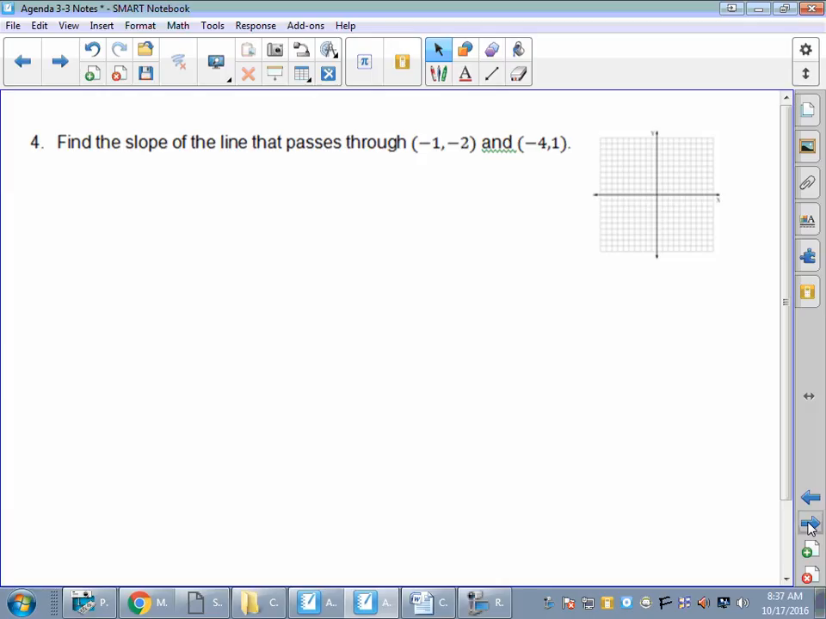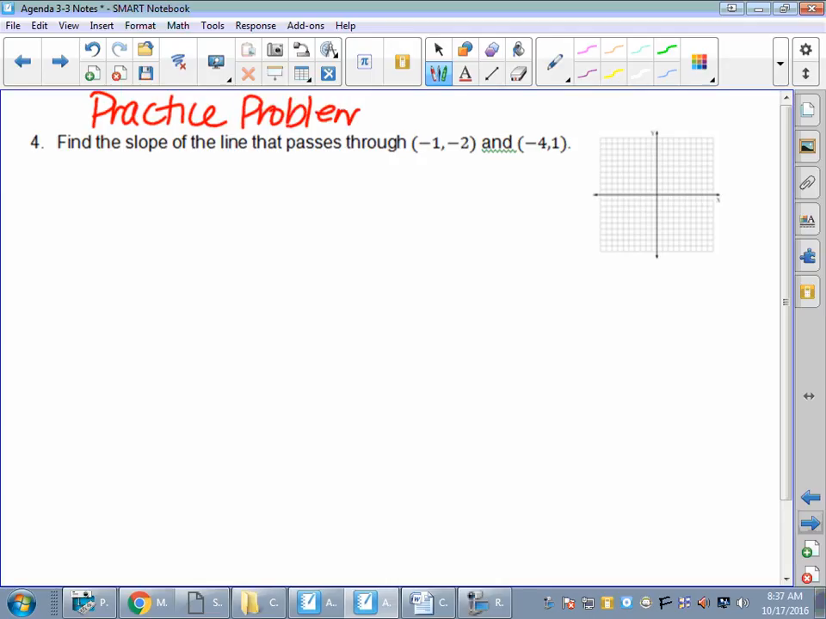All right. Let's skip number 4. I'm actually going to save this one for the practice problem at the end, so I'll be looking for that one to be complete. All you have to do is find the slope. Either do the formula or do the rise over run, graph it, whichever one you want. So if it's not graphed, I'm going to be looking for the formula.